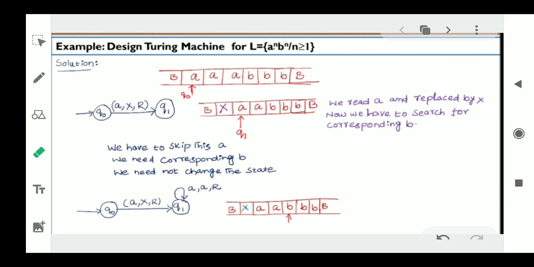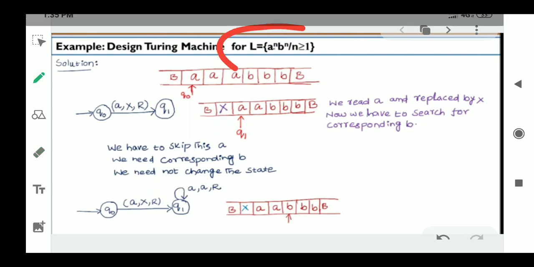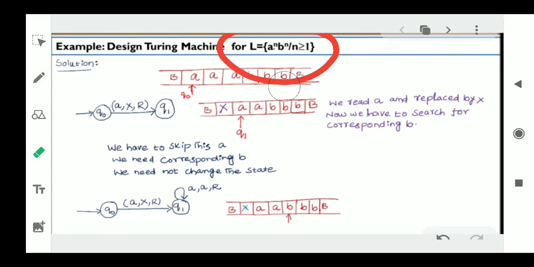See, I told you about Turing machine. In a Turing machine, we will have an infinite tape. So let us consider any string here before we proceed into the problem. The given language is a power n, b power n. So we will substitute n value as 3. After substituting n value as 3, we will get the string a, a, a, b, b, b. 3 a's followed by 3 b's.